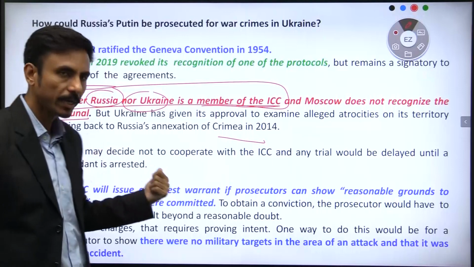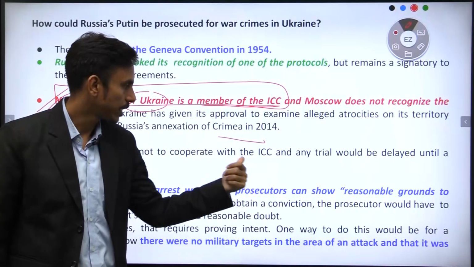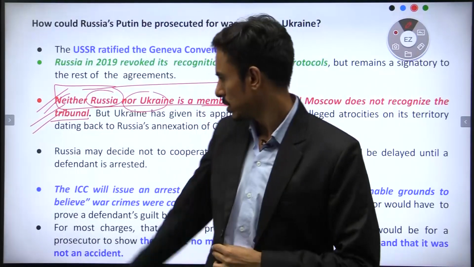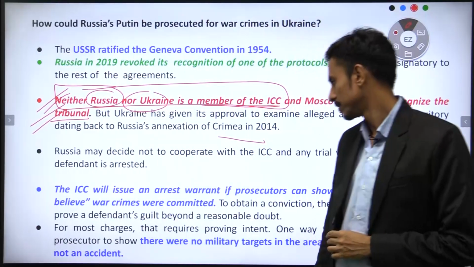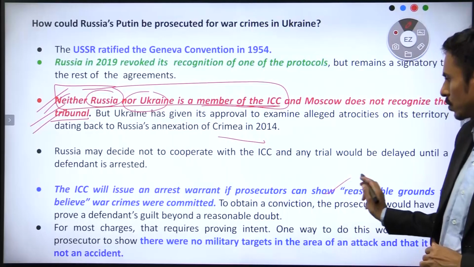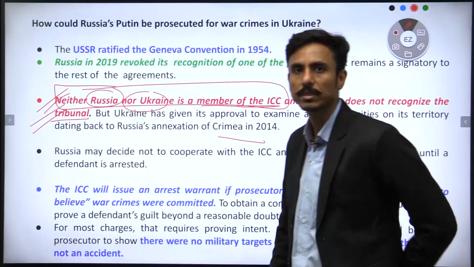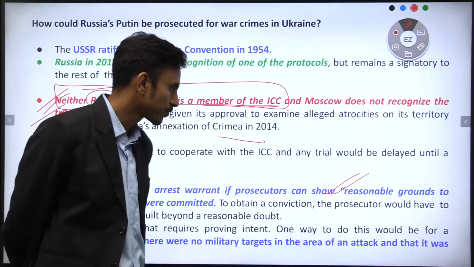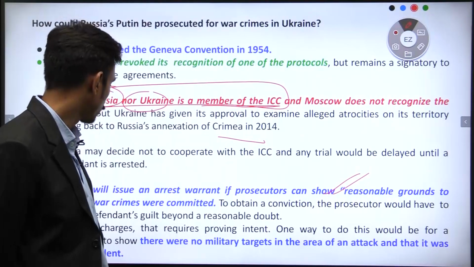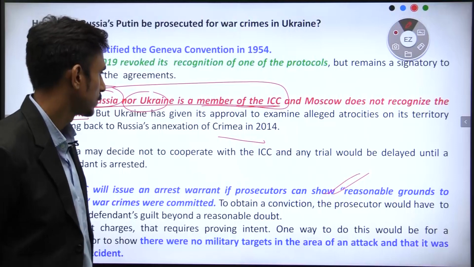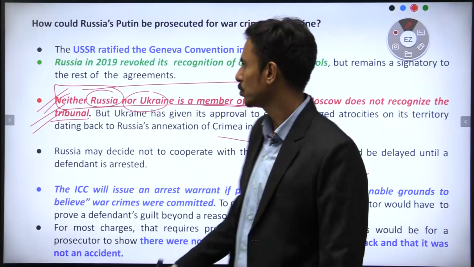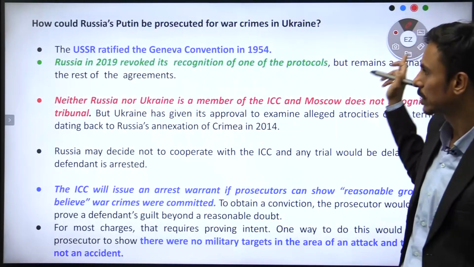Now Russia may decide not to cooperate with the ICC, and any trial would be delayed until a defendant is arrested. So definitely the ICC has to look into reasonable grounds, and it has to find solid evidence, such as video and audio tapes that may be collected, so as to bring Vladimir Putin to the box. I hope it is clear.